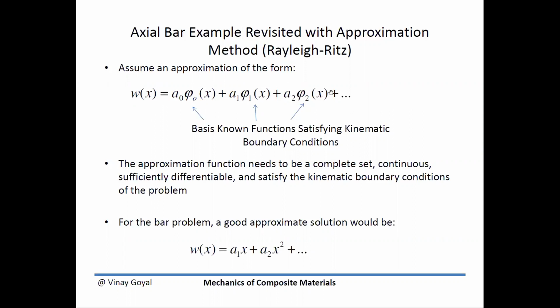We want to make sure they're complete. We want to make sure that you can differentiate them, so you can actually take sufficient derivatives. We also want to make sure that this satisfies the kinematic boundary conditions. So if I have a clamped beam, I want to make sure that these are selected in a smart way, so that this deflection satisfies that particular boundary condition. This approximate function needs to be a complete set, continuous, sufficiently differentiable, and has to satisfy the boundary conditions. So for this bar problem that we looked at, which was clamped on the left-hand side, a good approximation will be A1x plus A2x squared plus and so on. A1 and A2 are not known in this case.